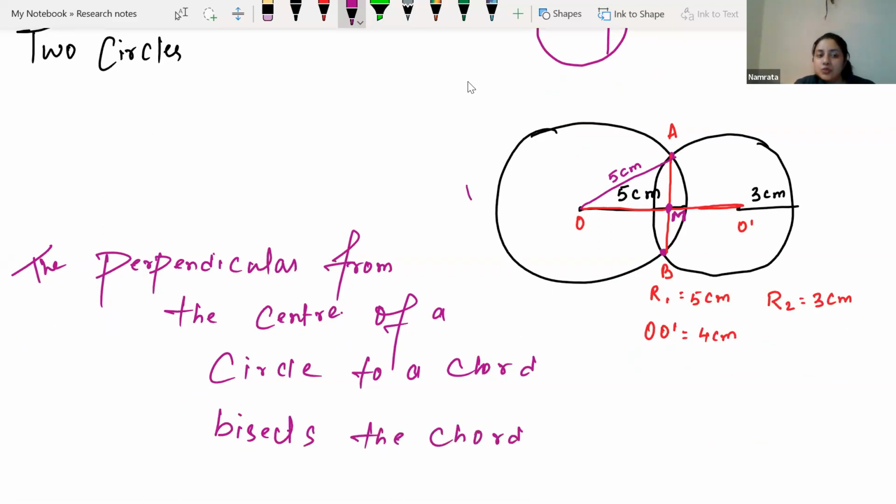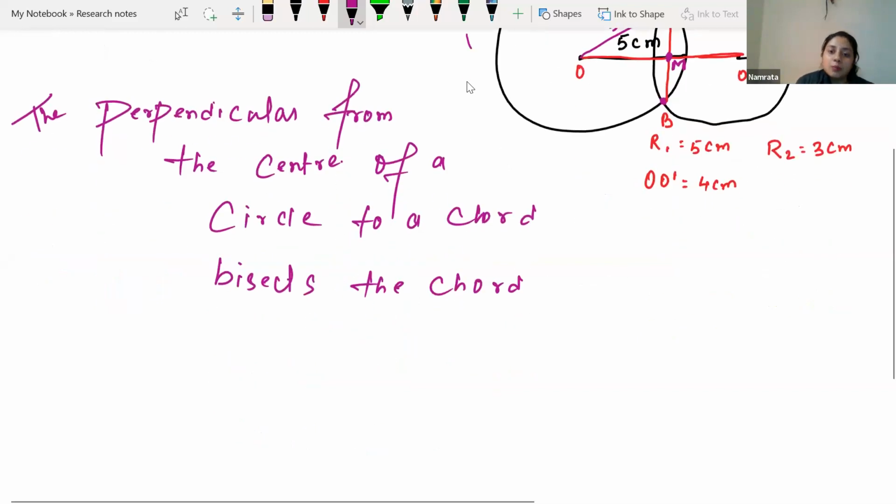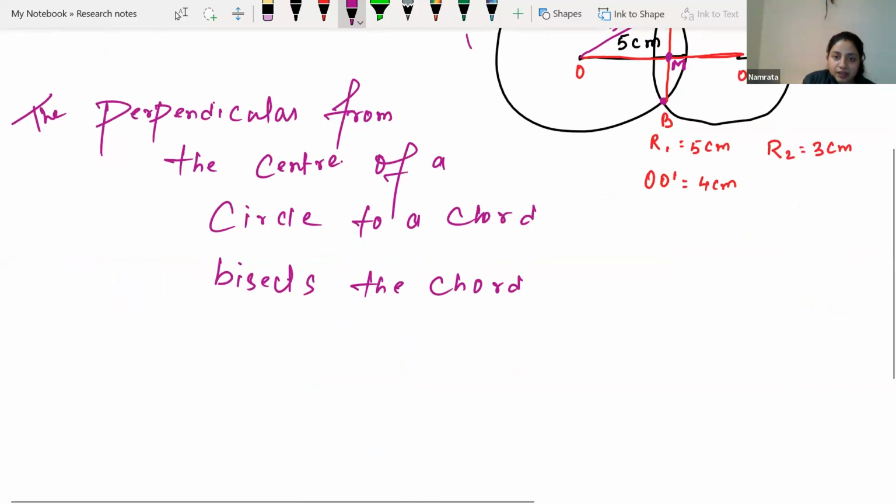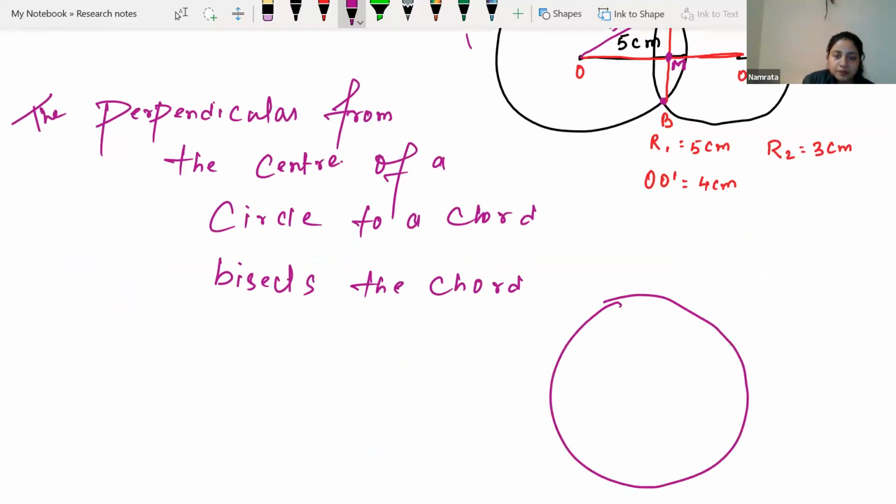So basically, this theorem says that whenever we draw a perpendicular, suppose we have a circle like this. This circle has center, let's say O, and there is one chord, let's say chord MN. The perpendicular we draw from the center of the circle, if we drop the perpendicular, that means 90 degrees.